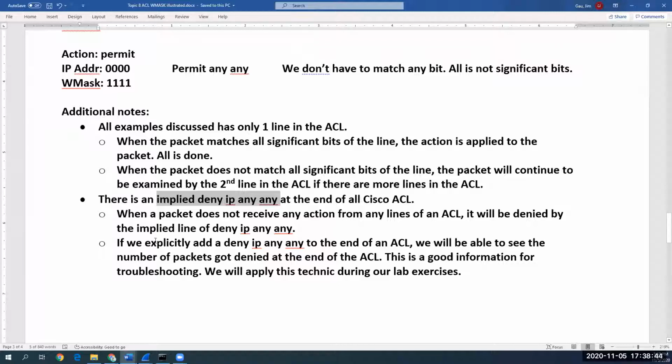If we explicitly add the deny IP any, that means we put a line at the end of the ACL that says deny IP any, we'll be able to see the number of packets that get denied and hit that particular line. Every line in the ACL, when it denies or permits a packet, will have a hit count. And this is great information for troubleshooting. We will apply this technique during our lab exercise.